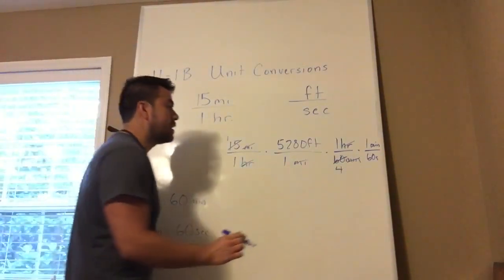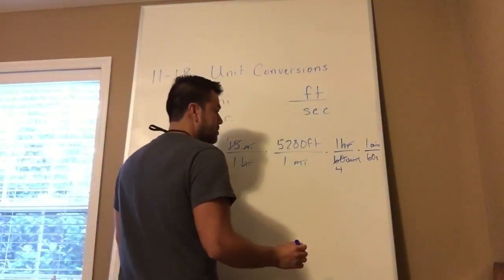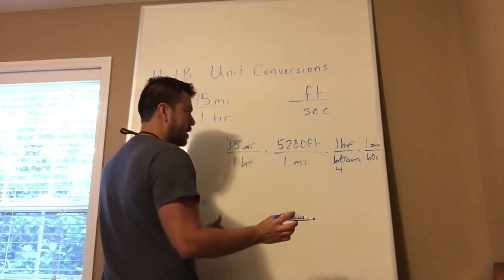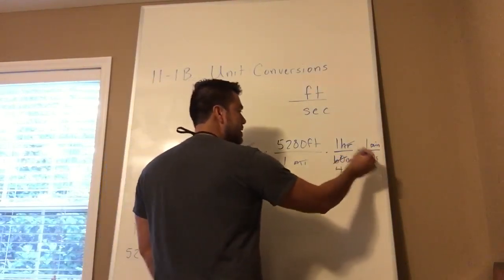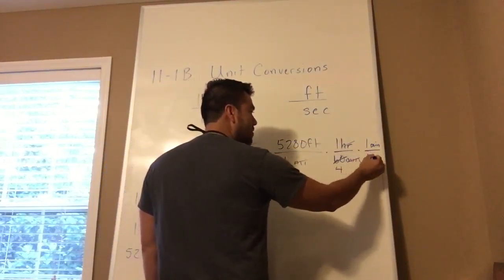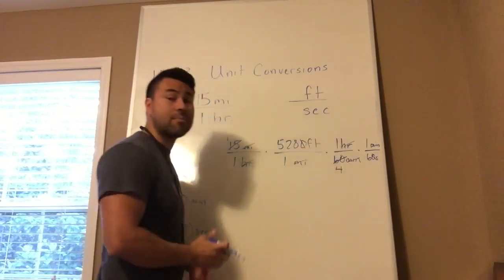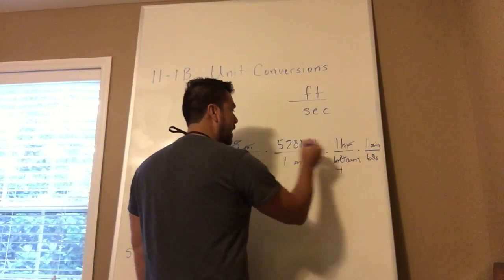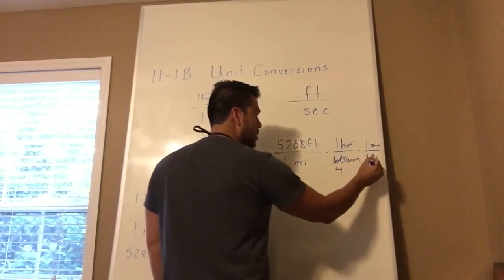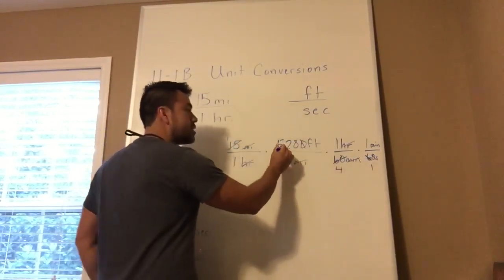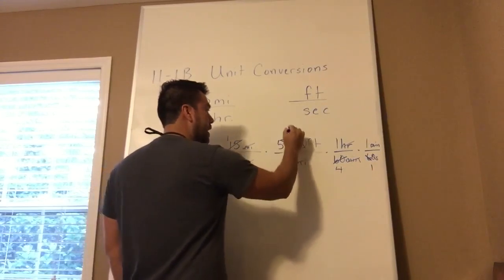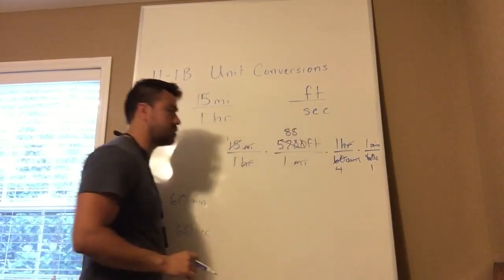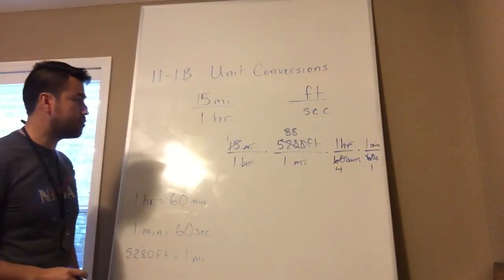Okay. Then here's kind of a cool one. I can go 60 and 5280. They both have 10 in them. So I'm going to cross out both of those zeros. And then 6 and 528. 6 goes into 6 once. 6 goes into 528 88 times. So that just knocked that number down tremendously.